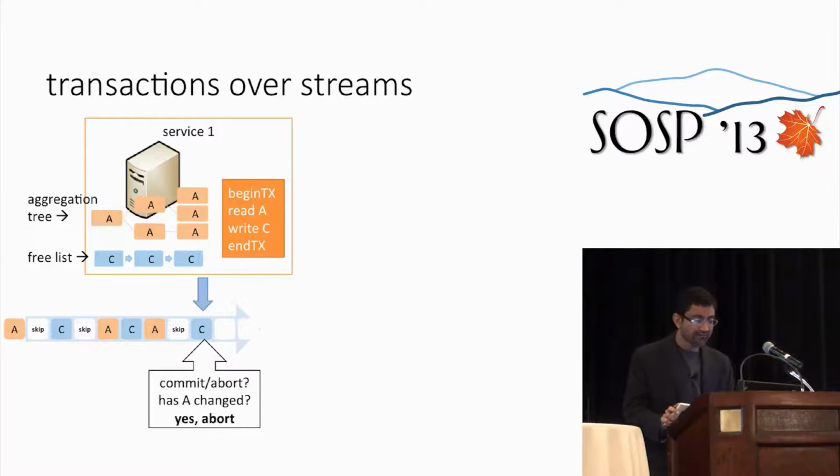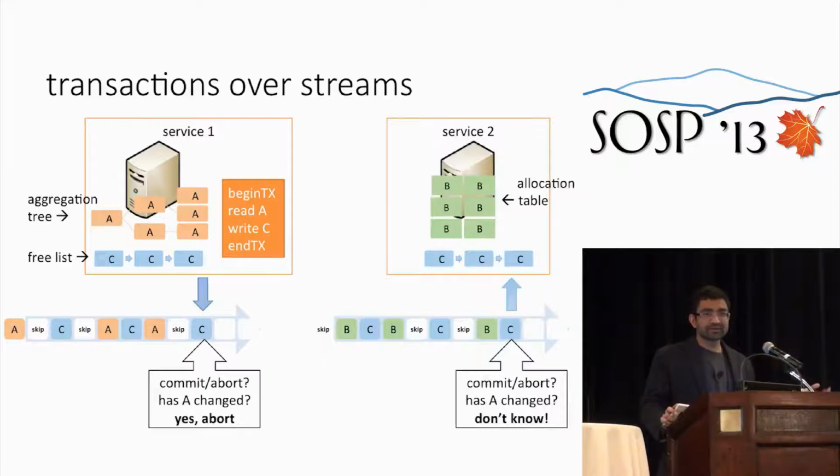The problem we have now is that service 2 knows nothing about A, but it does care about the free list C, so it's going to see this commit record in the log, but it can't decide whether the commit should happen or not, because the commit happens if A hasn't changed, and service 2 does not know anything about A. So how do we get around this?